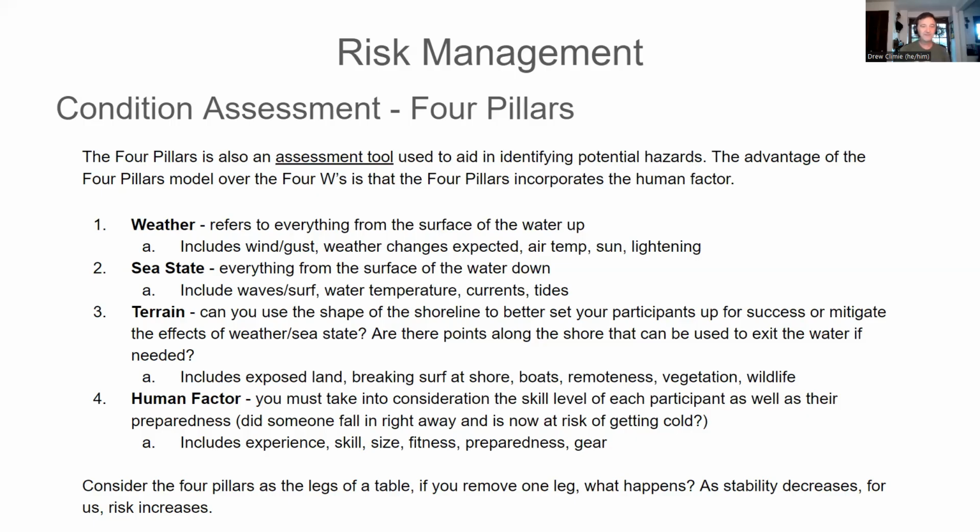So last line, consider the 4 pillars as the legs of a table. If you remove one leg, what happens? As stability decreases for us, risk increases. And that kind of takes us into decision making.